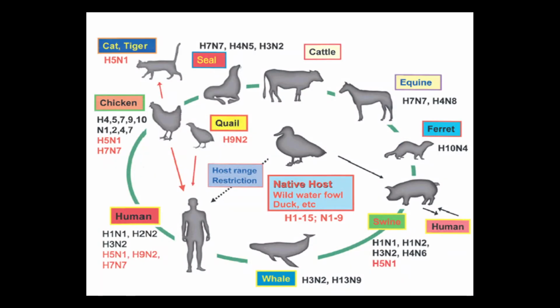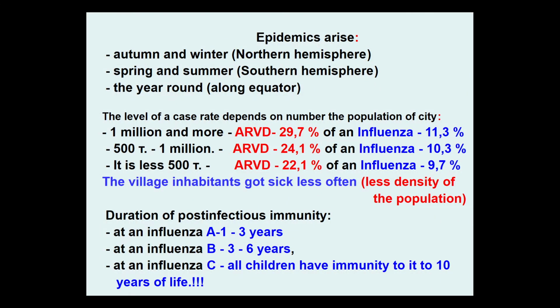Again, this slide was presented already. Epidemics arise in autumn and winter in the northern hemisphere, in spring and summer in the southern hemisphere, and year-round along the equator. The case rate depends on the population of the city. In a city of 1 million and more, acute respiratory virus infection is 29%, influenza 11%. The smaller the population, the fewer the cases. In a city under 500,000, the cases are approximately 22%, and influenza 9 and 7%. Village inhabitants got sick less often, because of lower population density.